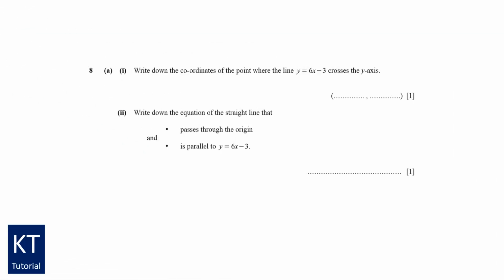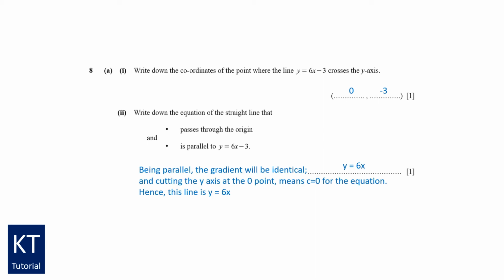Question 8a1. Write down the coordinates of the point where the line y equals 6x minus 3 crosses the y-axis. The coordinate is (0, -3). Next, write down the equation of the straight line that passes through the origin and is parallel to y equals 6x minus 3. Being parallel, the gradient will be identical. And being a line that cuts the y-axis at the 0 point, it means c equals 0 for the equation. Hence, this line is y equals 6x.